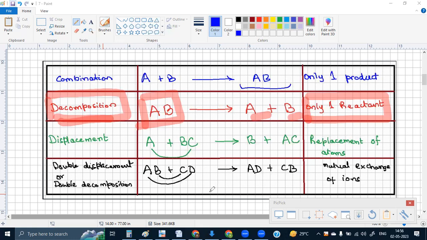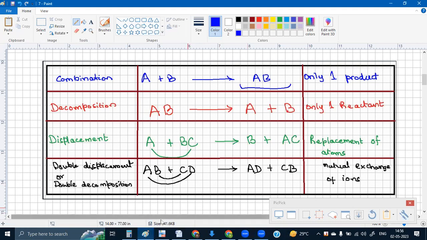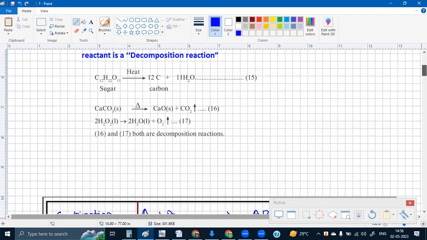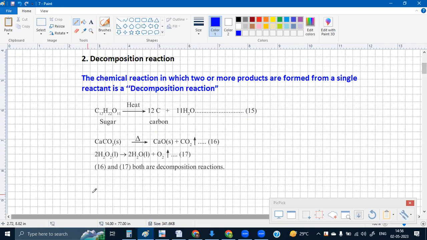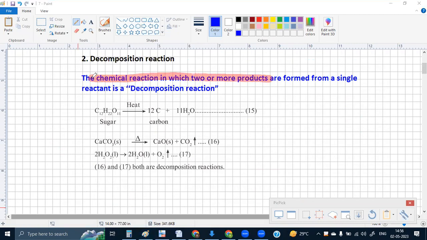We'll just have a look at the definition of decomposition reaction, and you are going to take down the examples also. Okay, so this is decomposition reaction. The chemical reaction in which two or more products are formed from a single reactant. This single reactant word is very important. This is known as decomposition reaction.